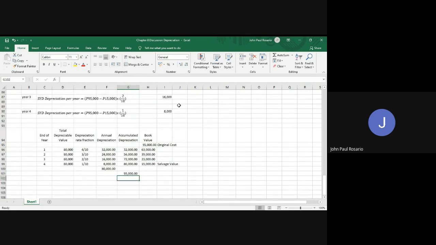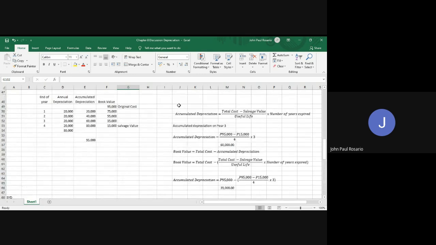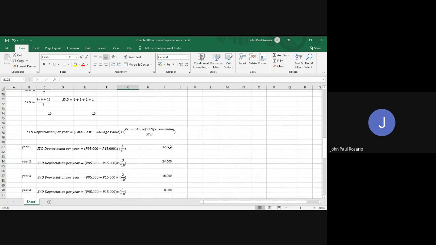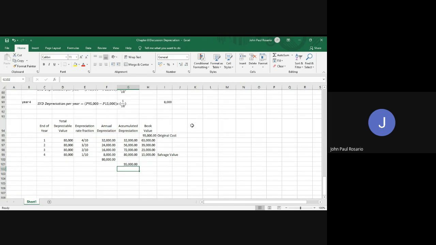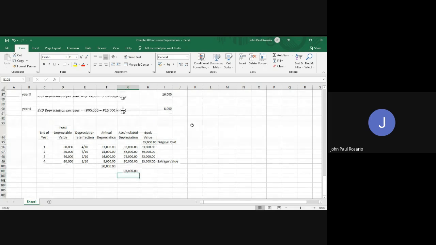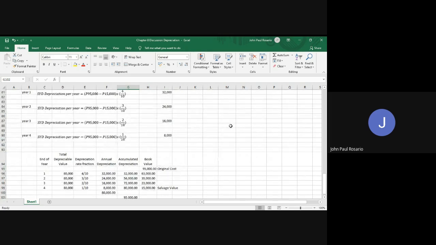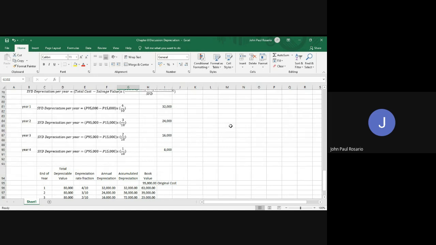Now as you can see here, guys, the straight-line depreciation is constant. However, with SYD, the depreciation decreases each year. So when you want to compute your depreciation for a particular year, I have already discussed that here. As for the book value for that particular year, again, just deduct from your cost the accumulated depreciation.